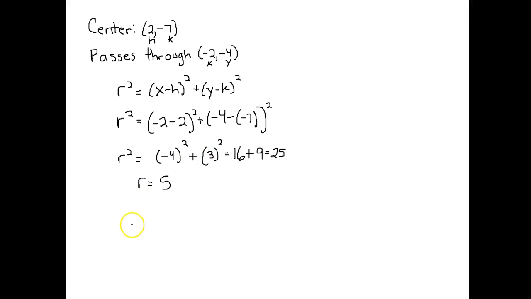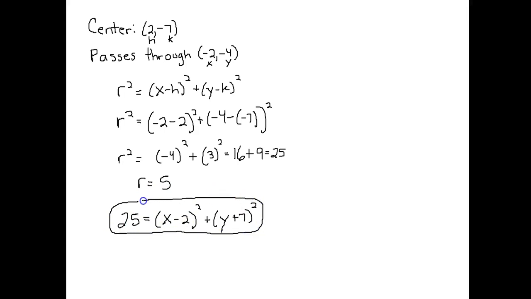So you can go back now and rewrite your equation. Well, 5 squared is 25 equals x minus h, so x minus 2 quantity squared, plus y minus k, but y minus -7 is going to become y plus 7 quantity squared. And now you've got the equation of your circle. Yay! Okay.